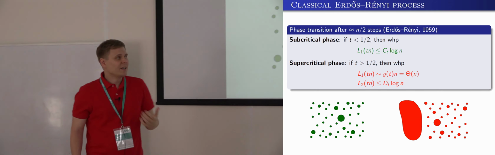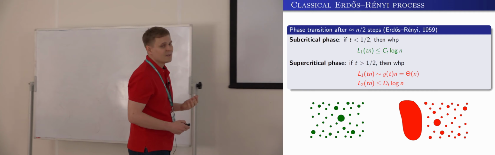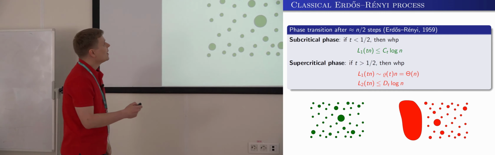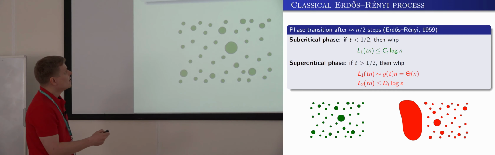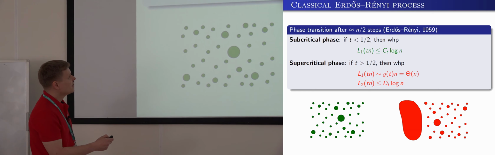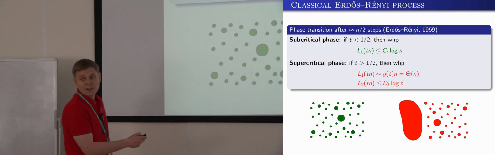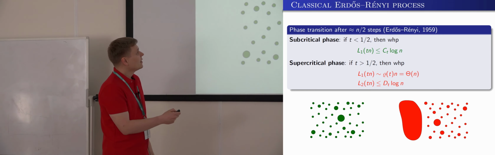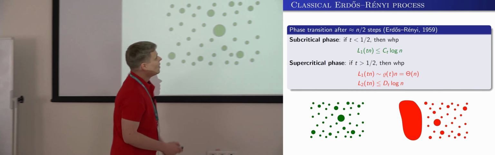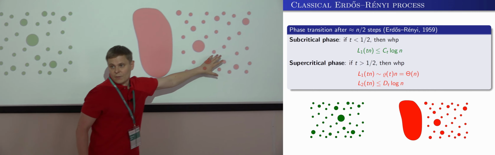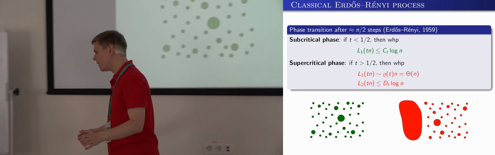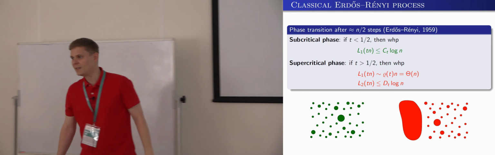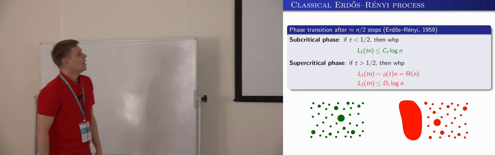If we take some fixed t larger than 1/2 and look at the size of the largest component, then we know that the largest component is concentrated around some deterministic function times n, which will be of linear size. The second largest component is again much smaller. All the components outside will be at most logarithmic in size. This is one very basic way to state the Erdős-Rényi phase transition.